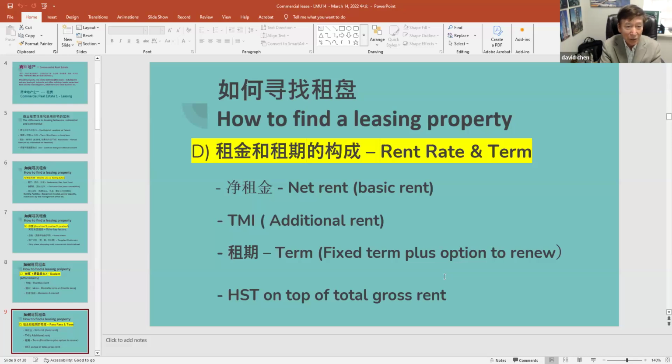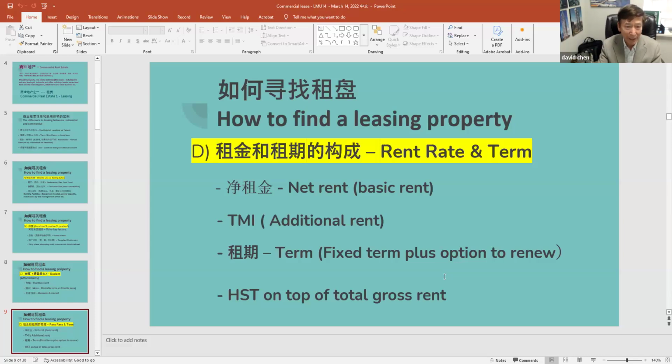So in that case, how do you calculate the rent? As a listing agent or tenant agent, you have to know how the rent is structured and how they calculate it. Let's go through it one by one quickly, and later we will go to a listing to do the calculation. Number one in the lease terms is what we call net rent.